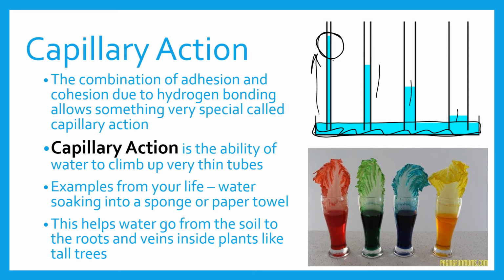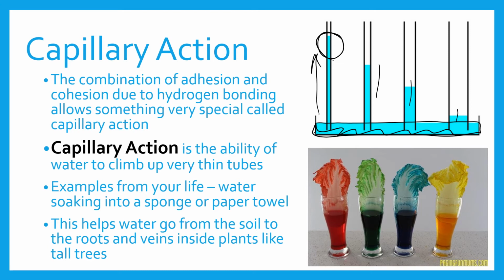Now, in your life, you see this as paper towels. If you put a paper towel down on a spill, you don't even have to do anything. It'll just start to soak up the water off the table. Using a sponge, all of these things have tiny little pores in them, tiny little holes that will suck up the water through capillary action.